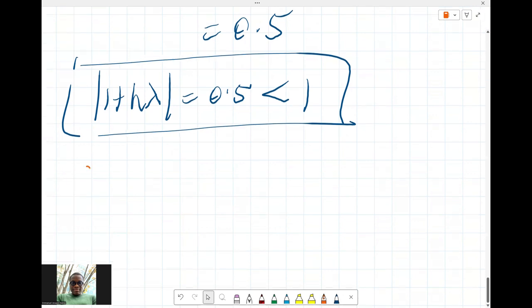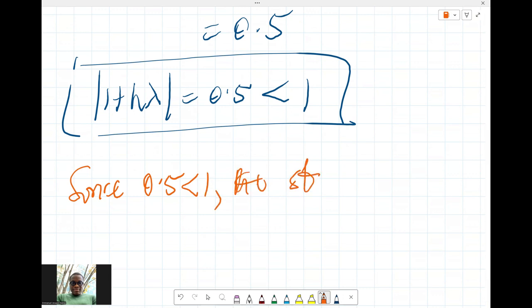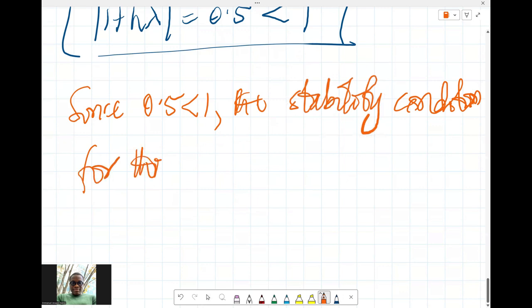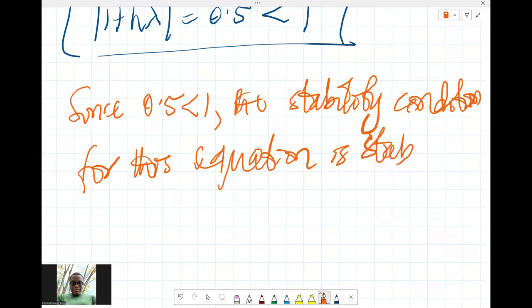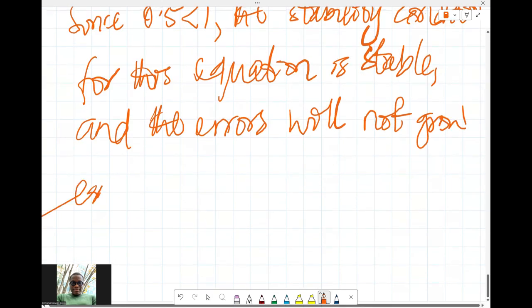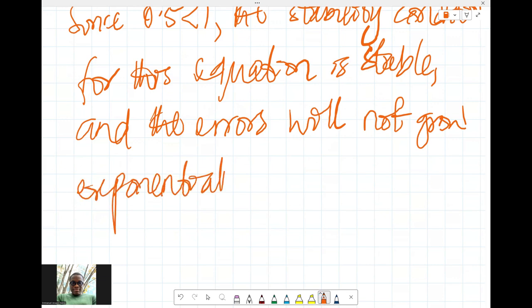So then we can say that since 0.5 is less than 1, the stability condition for this equation is satisfied, so it is stable, and the errors will not grow exponentially. The solution will decay.